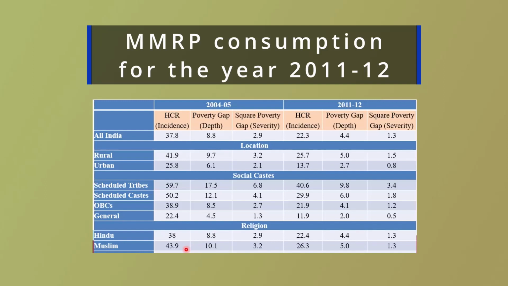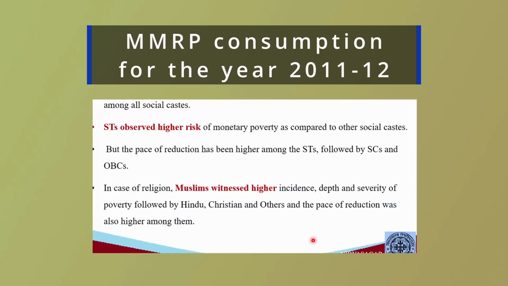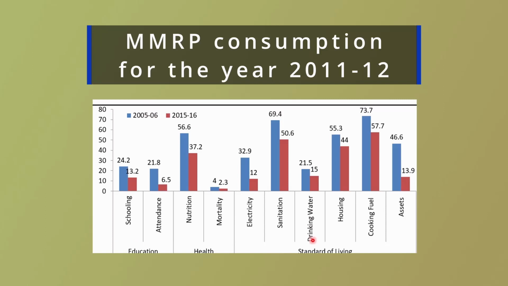Now, if you consider the status of the poverty across religion, then the head count ratio was relatively high in case of Muslims, which was 43.9% in the year 2004-5, which decreased to 26.3% in the year 2011-12. The head count ratio also decreased for the Hindu community, from 38% to 22.4%. The head count ratio was relatively low for the Christian and other communities, and there was also evidence of the decline of the head count ratio during this period.